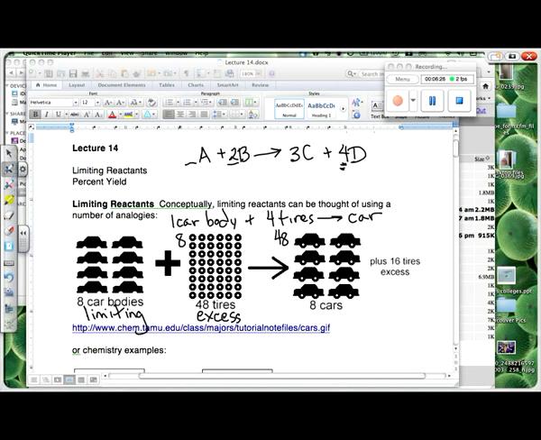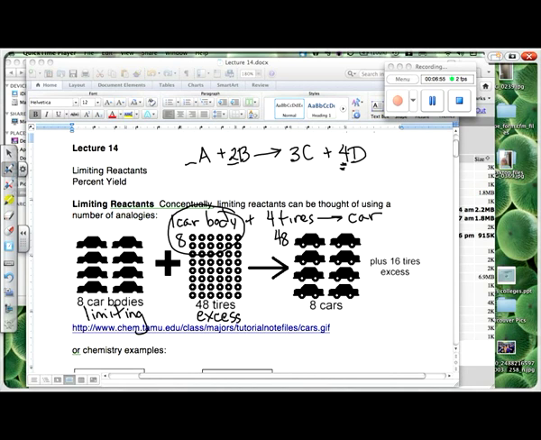Well, the way that you do it when it's not so obvious is you take the amount in moles, of course. So that's why this is step 2b. 8 divided by 1 versus 48 divided by 4. 48 divided by 4 is 12. 8 divided by 1 is a smaller number. That tells me this is the limiting reactant. You must use the limiting reactant or you will be promising somebody more cars than you can make.